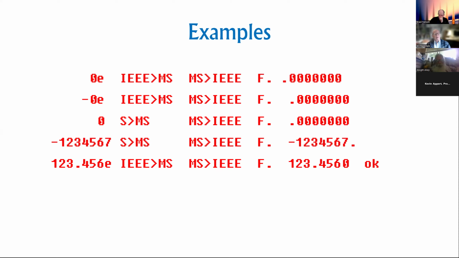And then the S to MS, which is from the data stack to the floating point stack, again, we put a 0 in, convert it to Microsoft, take the Microsoft to IEEE, print it, and again, we get a 0.